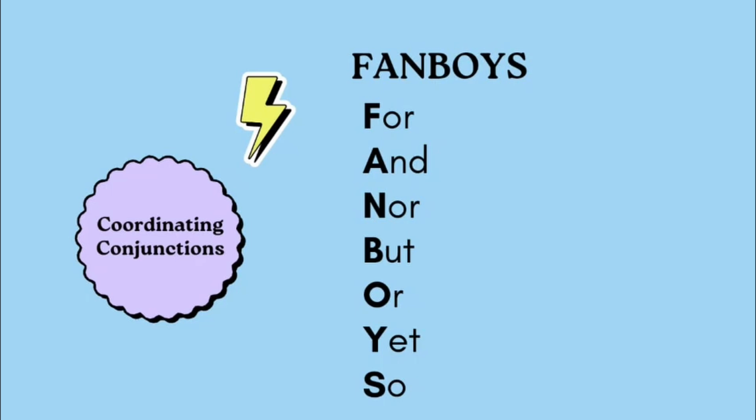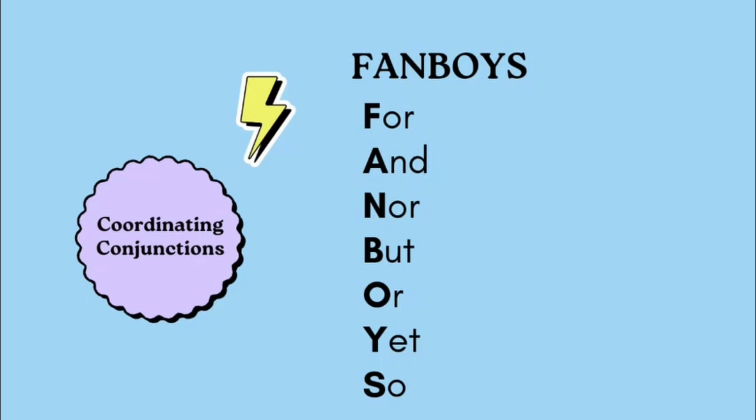Then yet is used to introduce a contrasting idea that follows logically from the preceding idea, similar to but, with a sense of surprise or unexpectedness. Example: the task was difficult, yet she completed it on time. So it means that even though the task was hard, she managed to finish it on time. So you use yet to indicate surprise or unexpectedness to an already mentioned idea.